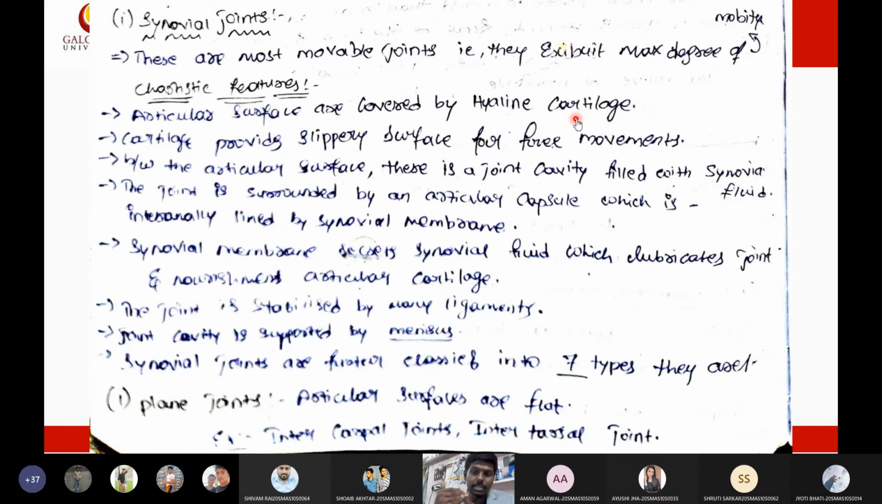Synovial joints are more prone to joint disorders. These can occur because of certain autoimmune disorders, certain metabolic disorders, lifestyle problems, or even genetic problems that result in synovial joint disorders.